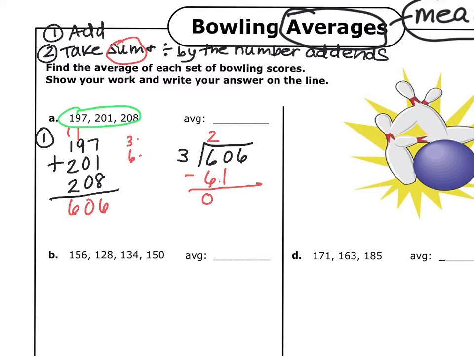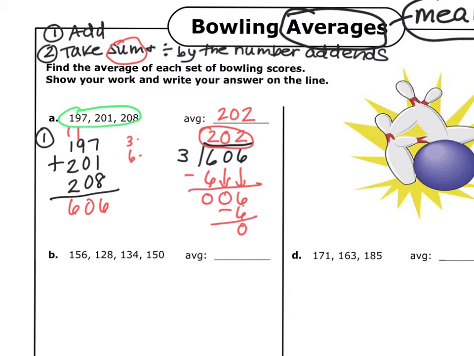Remember, then we subtract. Then we bring down our next number. And can we fit 3 into 0? Nope, we cannot. So it fits in 0 times. Then we bring down our 6. Can we fit 3 into 6? Yep, we already said it fits in 2 times, doesn't it? So then we know that 3 times 2 is 6, and then subtract that, and there's no other numbers to bring down. So the average of those scores is 202.